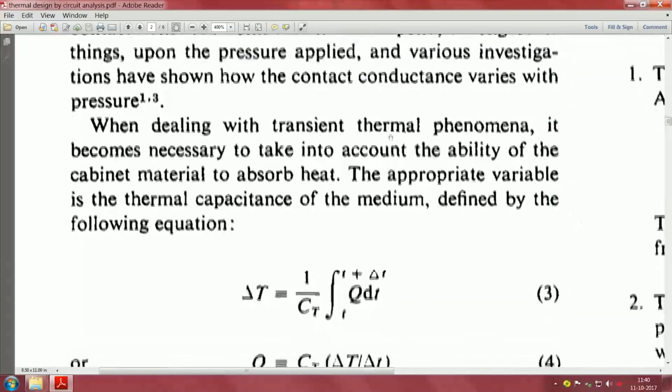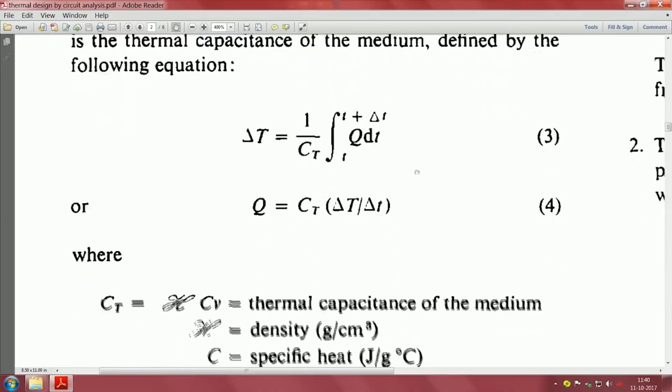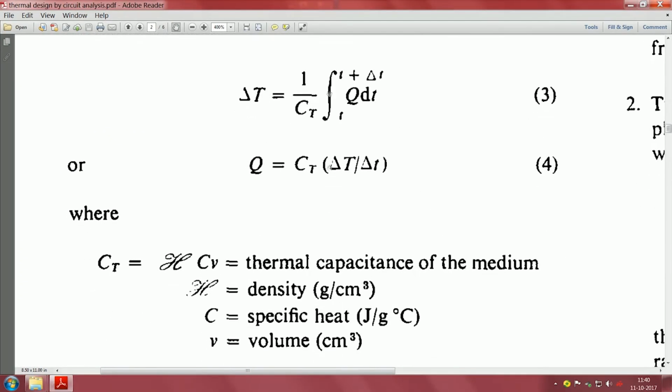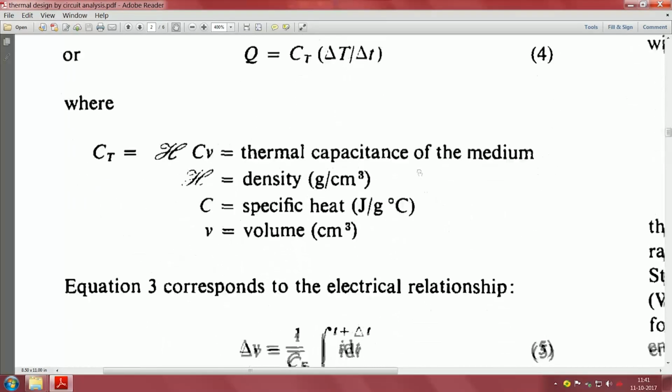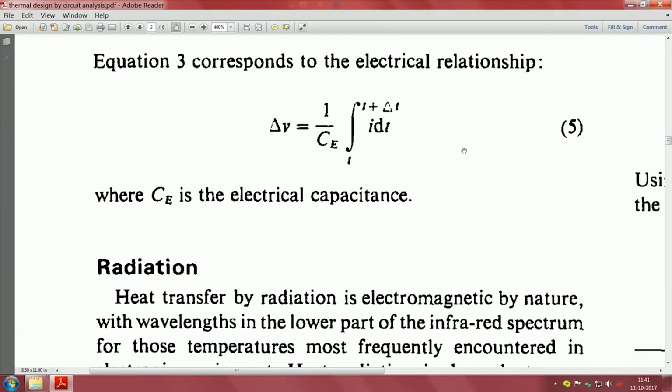Further down we come to the other thing. You have seen that for the first time we are ending up with thermal capacitance of the medium: density, specific heat, and the volume that is involved in the various things that we have here. It corresponds to the electrical relationship. One more, if somehow we can lump the whole thing into an equivalent electrical capacitance, we can directly use it.